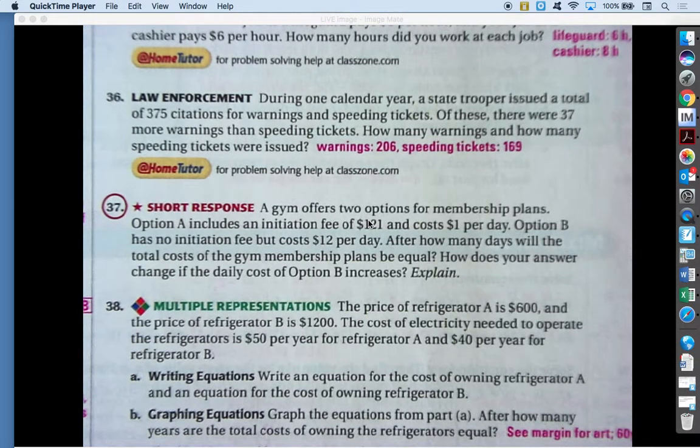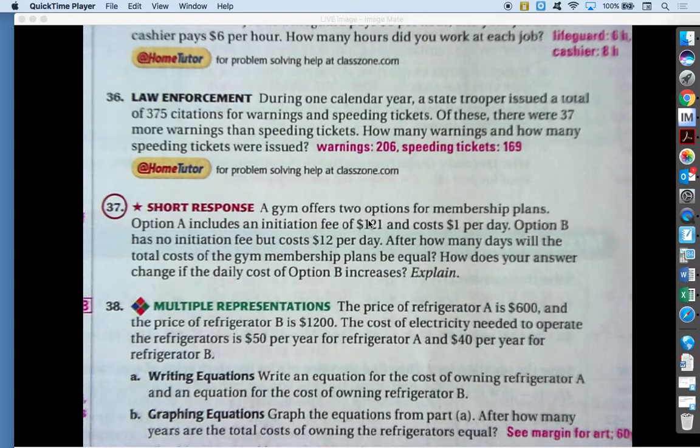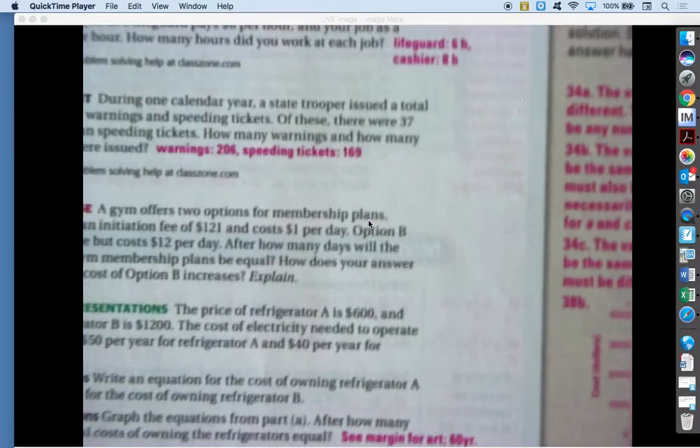So if you look at number 36, most of you don't have 36 done. 36 says during one calendar year, a state trooper issued a total of 375 citations for warnings and speeding tickets. Of these, there were 37 more warnings than speeding tickets. How many warnings and how many speeding tickets were issued? You can see the answer there: it was 206 and 169. This was an even problem, so make sure you check to see, did you get 206, did you get 169? But let's talk about how we can arrive at those two answers.